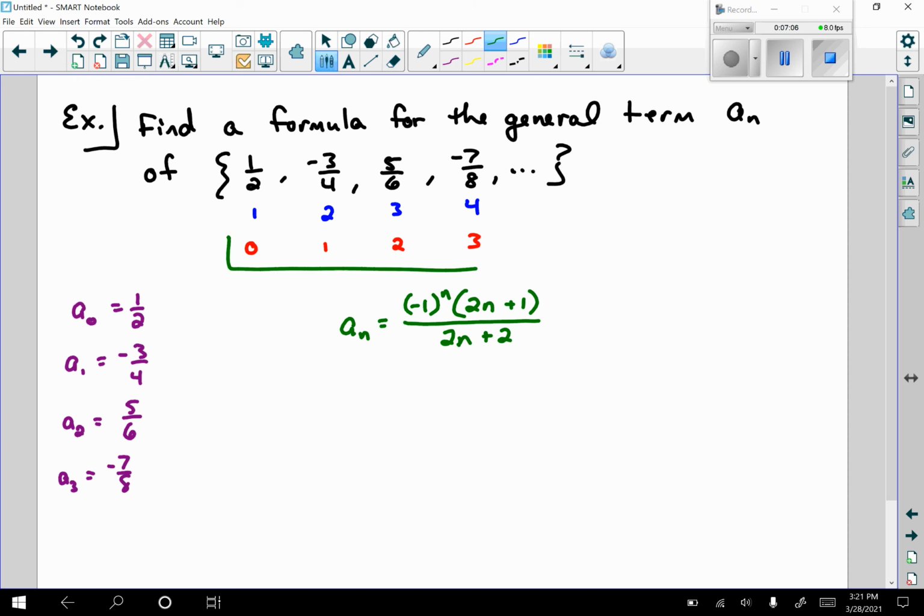So I'm using these values as my n's. So let's see, when n is 1, I'm going to get a negative when I substitute -1 to the first. And then we're going to get 2 times 1 plus 1, so there's my -3 up top. And then 2 times 1 plus 2 is 4. So you just want to check that it works for each value of n that we're using here. And again, just 2n in the denominator won't work when n is 0 here.